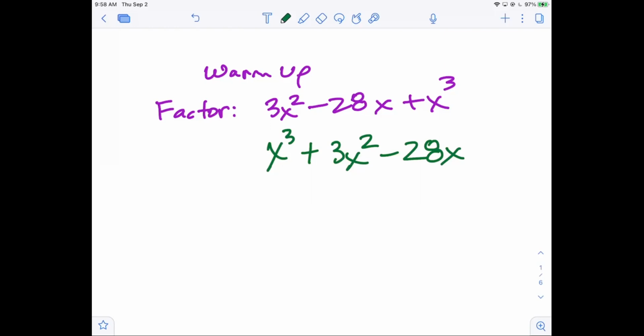Now you look for variables. Do we have any variables that are common? And in here we do, right? They each have at least an x. All right.